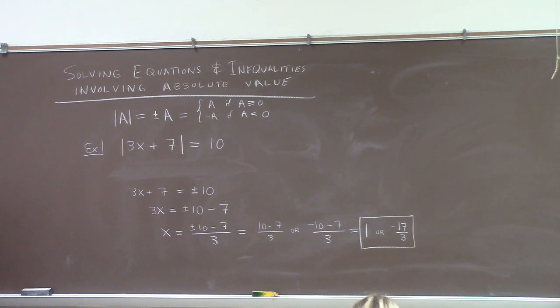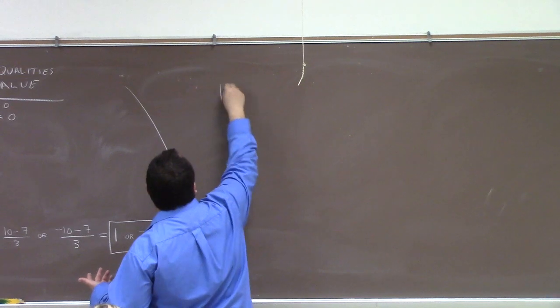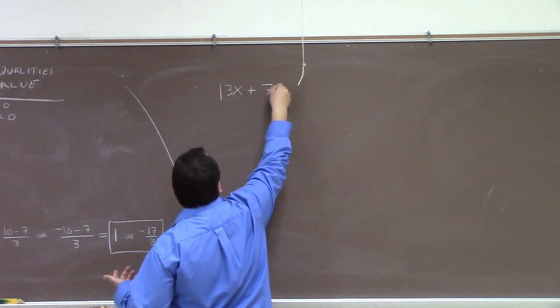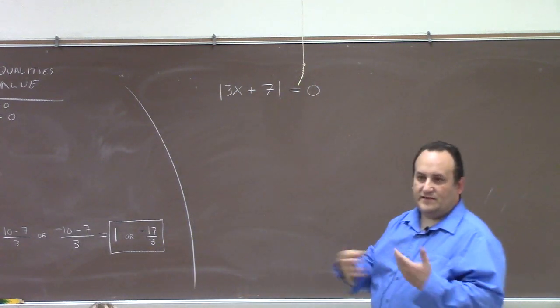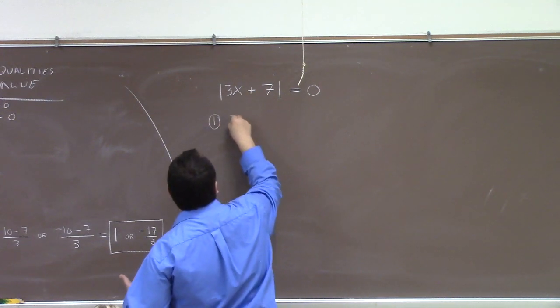Now, that's one way you could solve this. There's another way you could solve this, and I'll show you both ways. You can decide which way you like better, okay? So the other way to solve this is almost the same thing. So 3x plus 7 equals 10. Basically, logically, there are two possibilities, right?